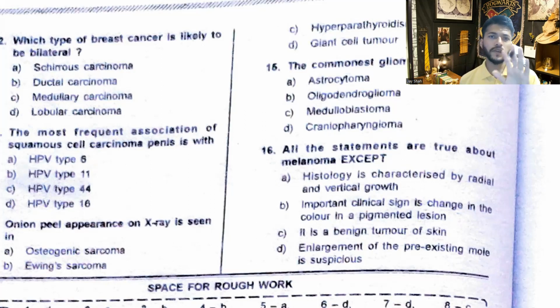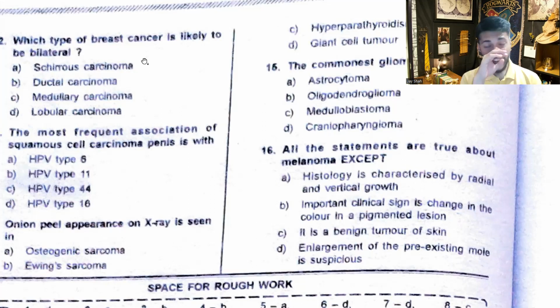Most frequent association of squamous cell carcinoma penis is. Now see, HPV is a DNA virus, with 2 types: lower malignant potential and higher malignant potential. Lower malignant potential is HPV 6 and 11. They'll form your anogenital warts or anomucocutaneous warts. That is your HPV 6 and 11. For cancers, you'll have HPV 16 and 18, 16 more than 18. So the most frequent association of squamous cell carcinoma penis is HPV 16.